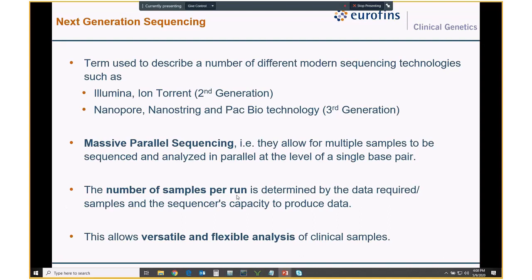And of course, this number of samples per run is largely dependent on your machine, the capacity of the machine, and the type of analysis you want to do. So NGS gives us a lot of flexibility and it's made it possible to bring molecular diagnostic to a lot of people in India.